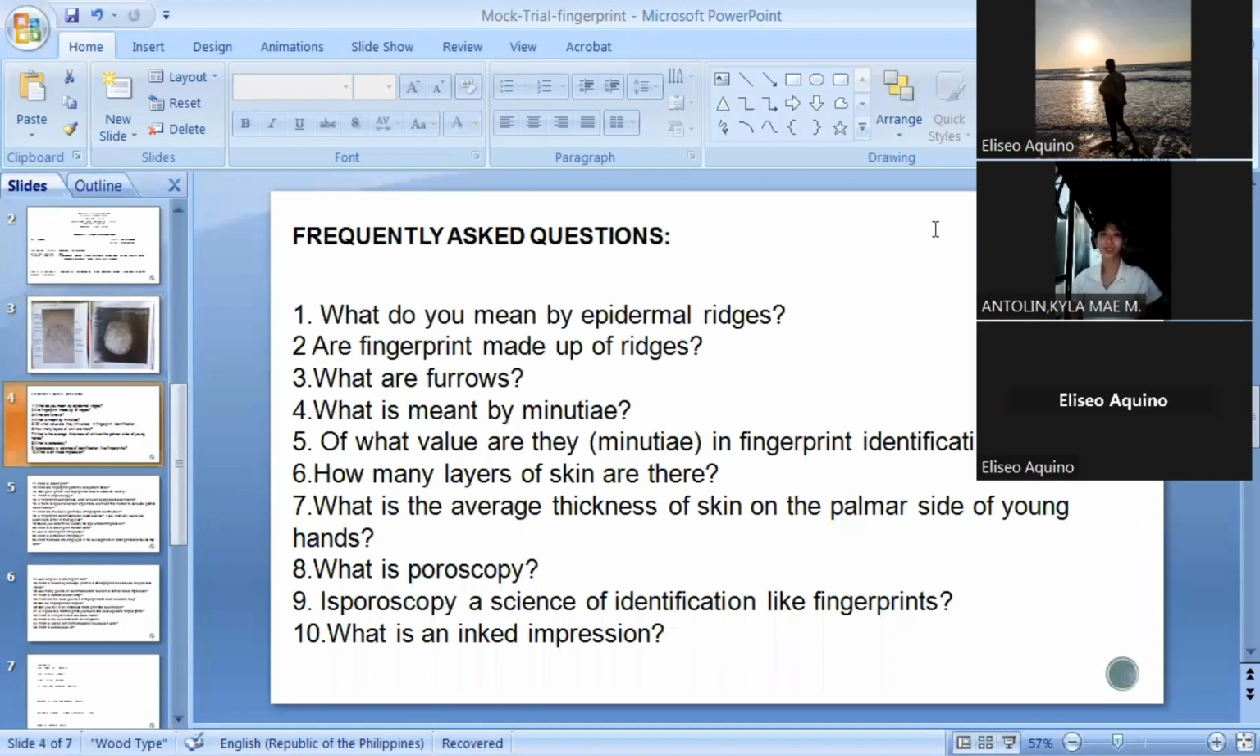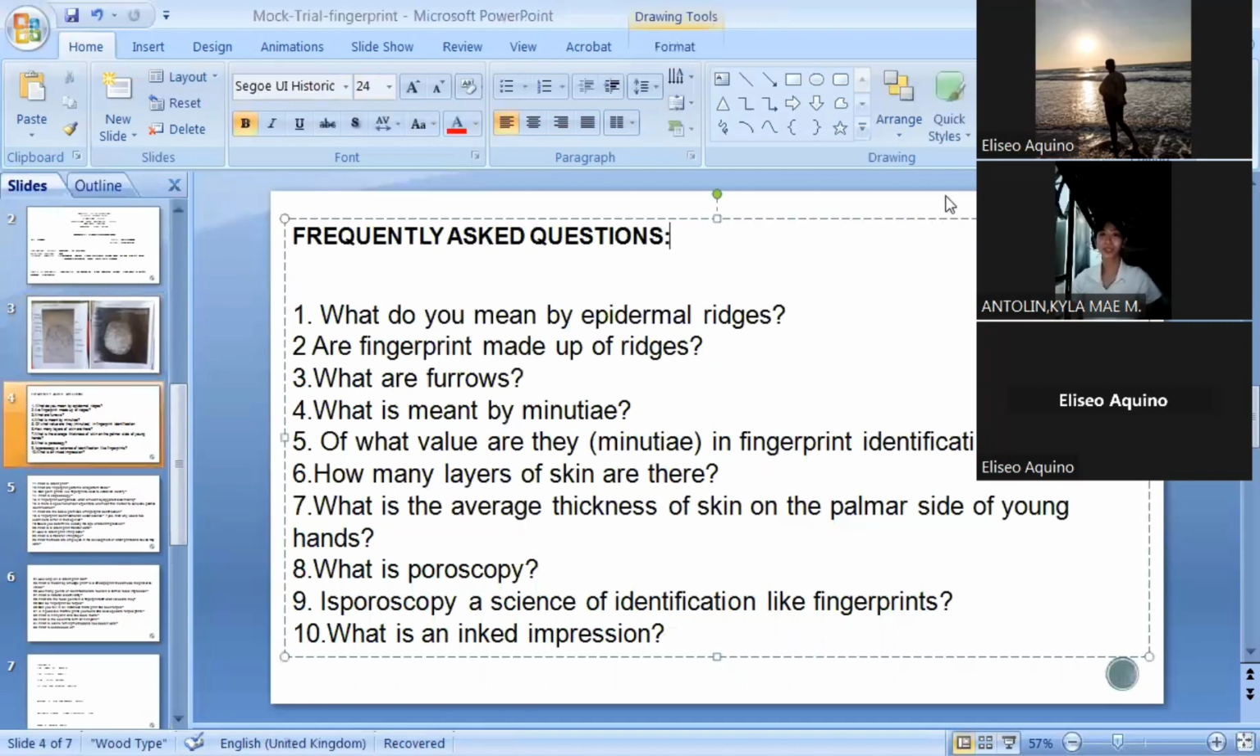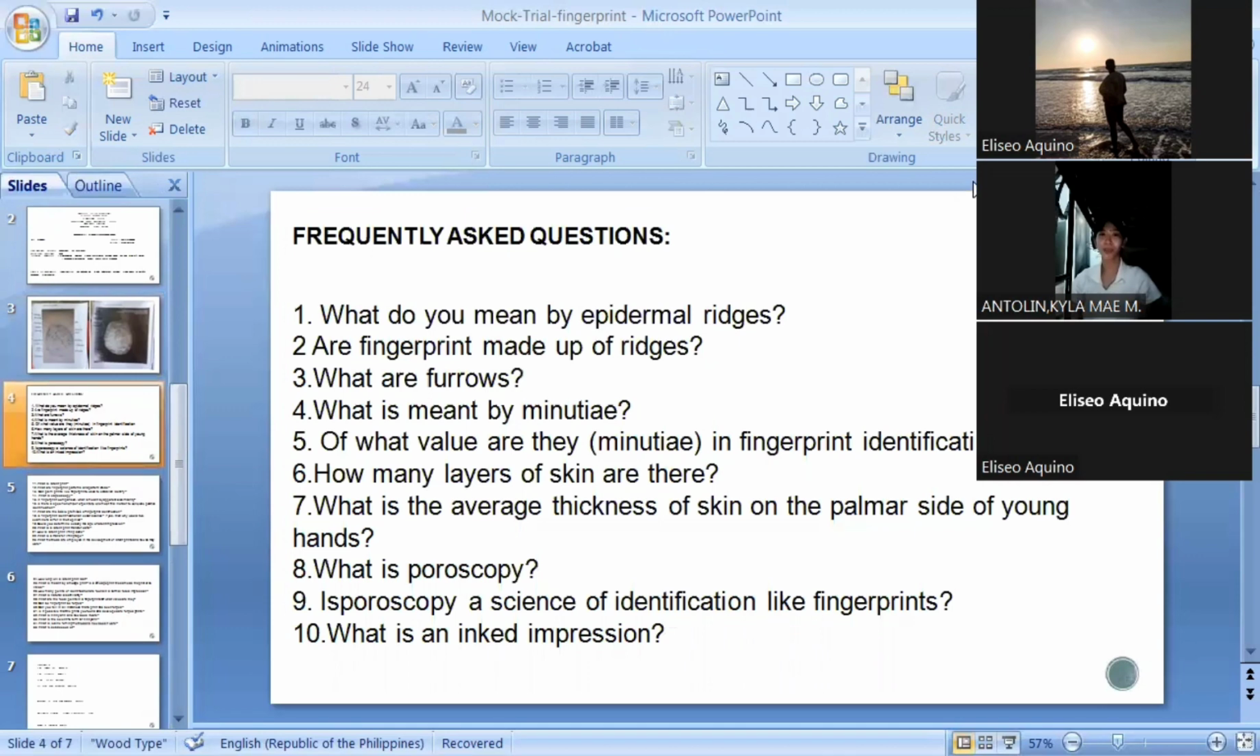Question number 1, sir, is epidermal ridges. Epidermal ridges refer to the raised patterns of skin on the palms, soles of the feet, and toes. These ridges are also commonly known as arcs, which are used in forensic science for individual recognition.